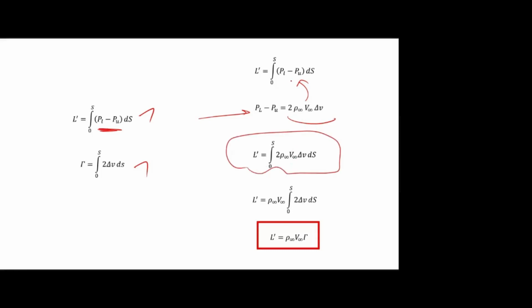Instead of PL minus PU, we have taken this 2 rho V infinity del V, and the 2, rho and V are all constant because we are not changing the free stream flow properties. Density is the same, velocity is also the same, 2 is also constant. So I'm going to rearrange this equation. Simply I'm taking this rho and V outside. The remaining integral of 2 del V del s ds is equal to the circulation. So I can write L dash is equal to rho V gamma.